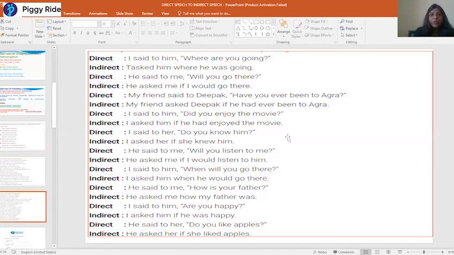My friend said to Deepak, "Have you ever been to Agra?" My friend asked Deepak if he had been to Agra. I said to him, "Did you enjoy the movie?" I asked him if he had enjoyed the movie. I said to her, "Do you know him?" I asked her if she knew him.